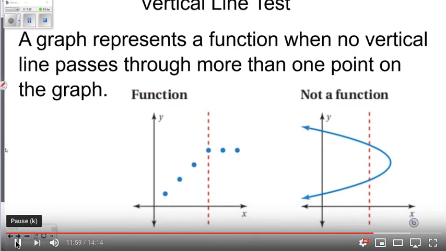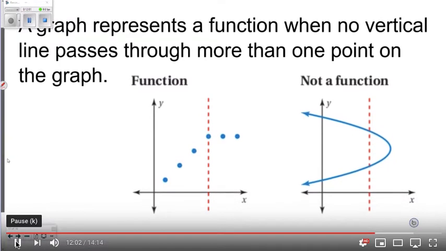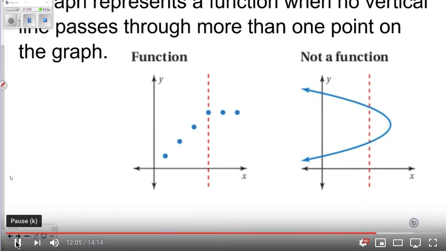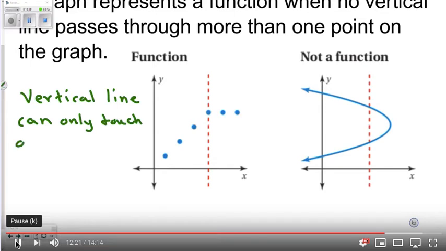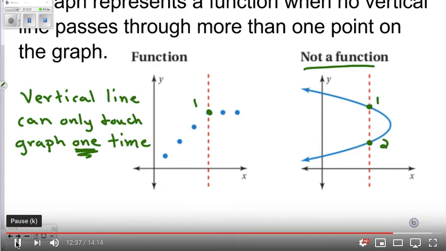Now there's something called the vertical line test. This is another way to tell if a relation is a function. A vertical line should only touch the graph at one point in order for it to be a function. If the vertical line touches the graph at more than one point, it is not a function. So if you look at the one on the left, that vertical line only touched one time. On the right, it touched twice, so that's why it was not a function.